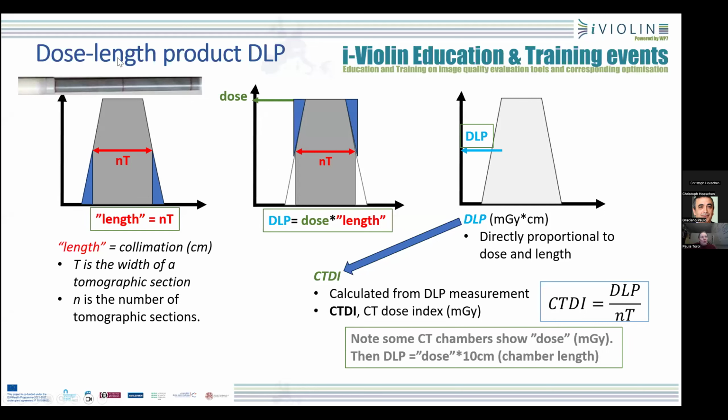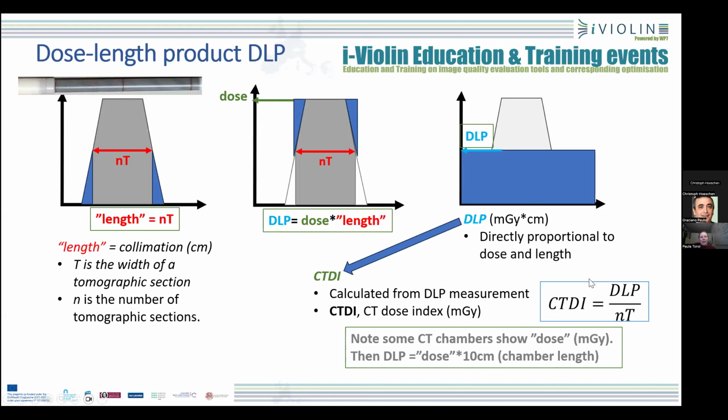But the dosimeter, this chamber, doesn't actually know where the dose is coming from. It just collects everything in the chamber. And then this number, which is what it is showing, is directly proportional to the dose and length. From this value, what we get from this chamber, we can calculate the CT dose index. So it's calculated from this DLP measurement. And this is a very important parameter, the CTDI.